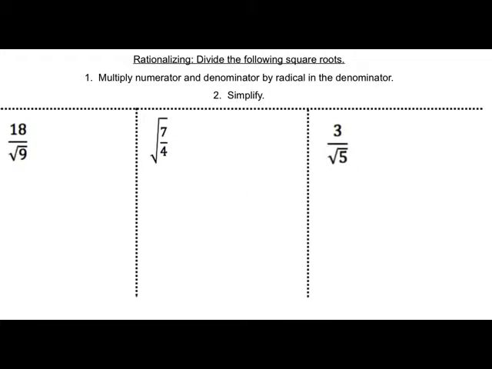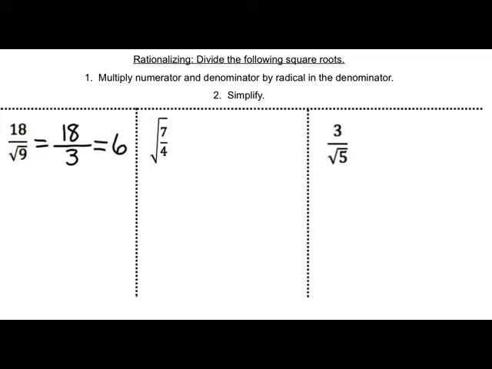All we have to do is to consider the idea that it's two separate problems. 18 is just 18, whereas the square root of 9 is 3. That's not too bad. 18 divided by 3 is 6. So sometimes the square root will cancel out completely.